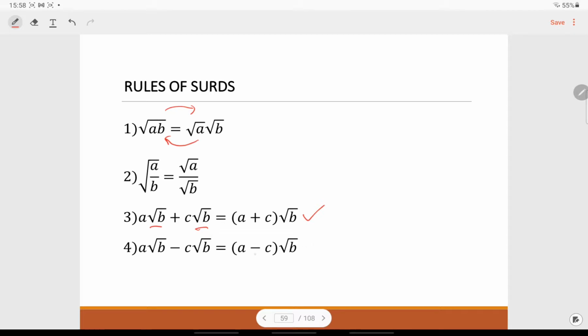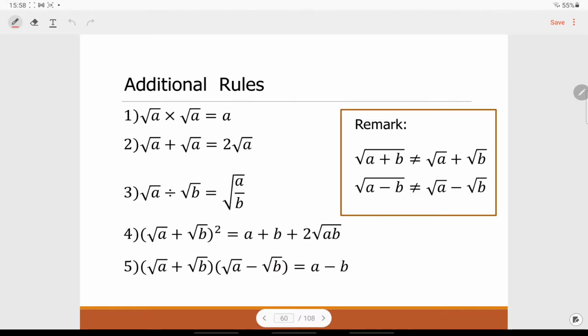The same goes with the fourth one; the difference is the subtraction operation. We also have additional rules. Surd A multiplied by surd A is equal to A to the power of one half times A to the power of one half, which is A to the power of half plus half, equal to A to the power of 1. Then surd A plus surd A equals 2 surd A. Surd A divided by surd B is equal to the surd of A over B.